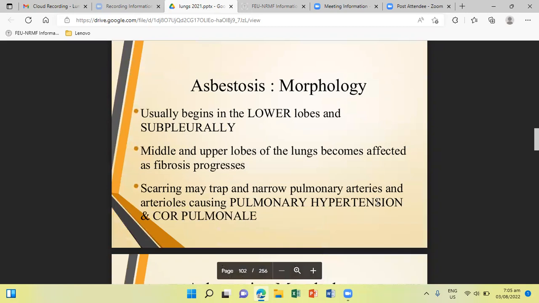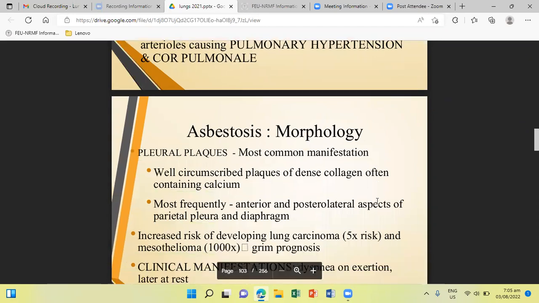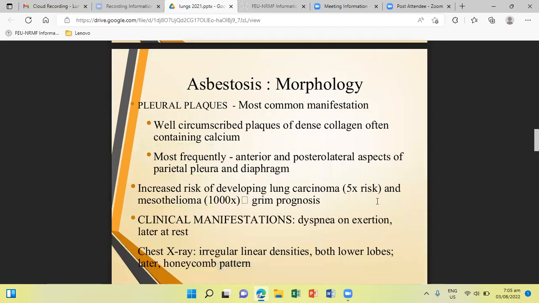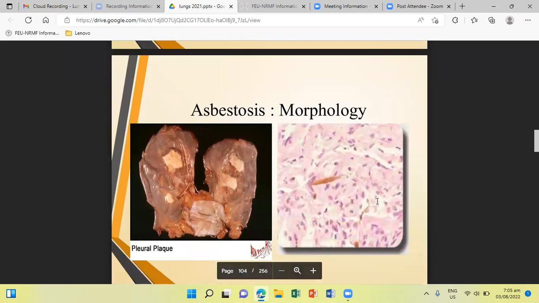The disease usually begins in the lower lobe and subpleurally. It usually causes pulmonary hypertension and cor pulmonale. The most common manifestation that you would see would be pleural plaques. Pleural plaques appear like this. Pleural plaques are the most common manifestation of asbestos exposure. They are well-circumscribed plaques of dense collagen. They develop most frequently on the anterior and posterolateral aspects of the parietal pleura and over the dome of the diaphragm.